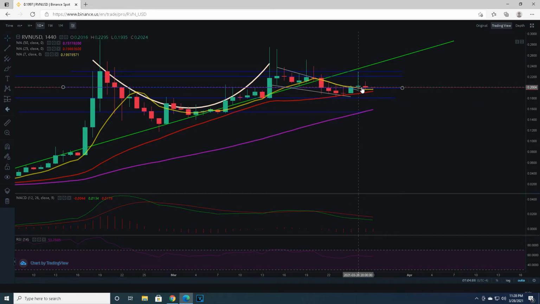It became a gravestone doji. I'll make another video soon explaining what all the different names for the candlesticks are, but that's for another day.